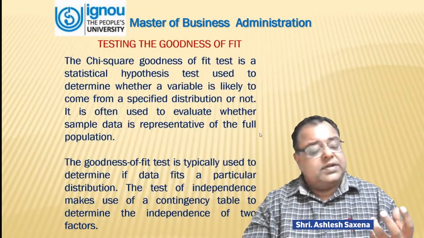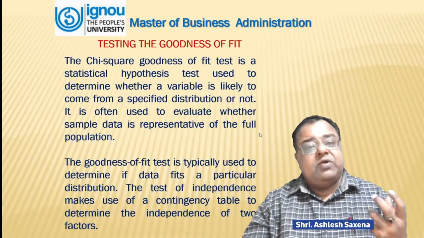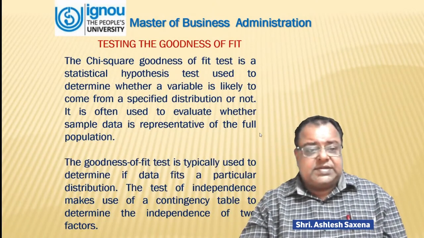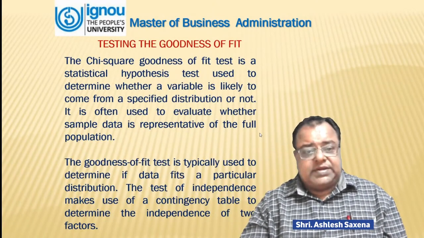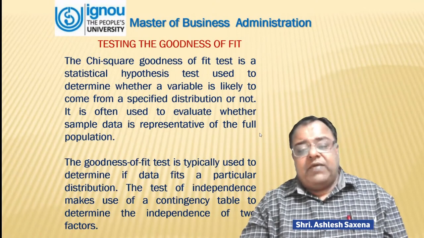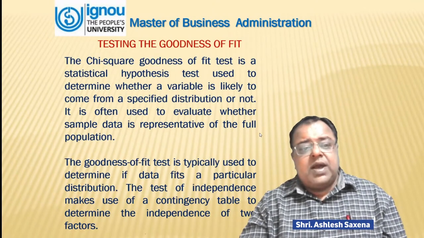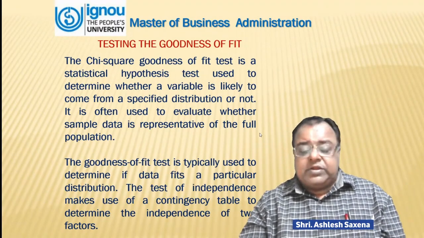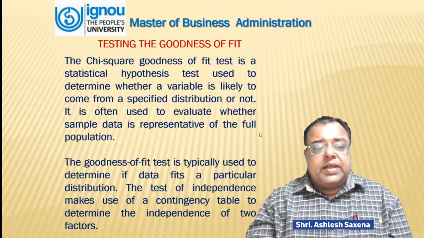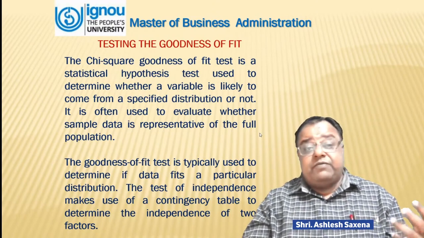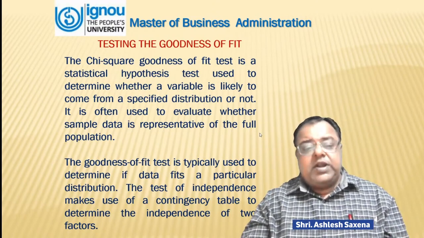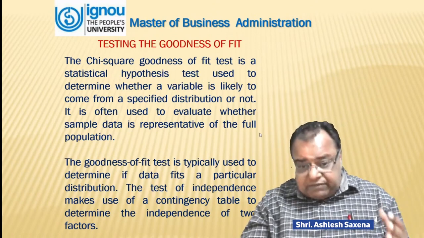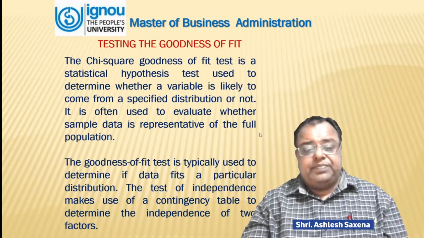What is testing the goodness of fit? A chi-square goodness of fit test is a statistical hypothesis test used to determine whether a variable is likely to come from a specified distribution or not. It is often used to evaluate whether sample data is representative of the full population. The goodness of fit is typically used to determine if data fits a particular distribution.